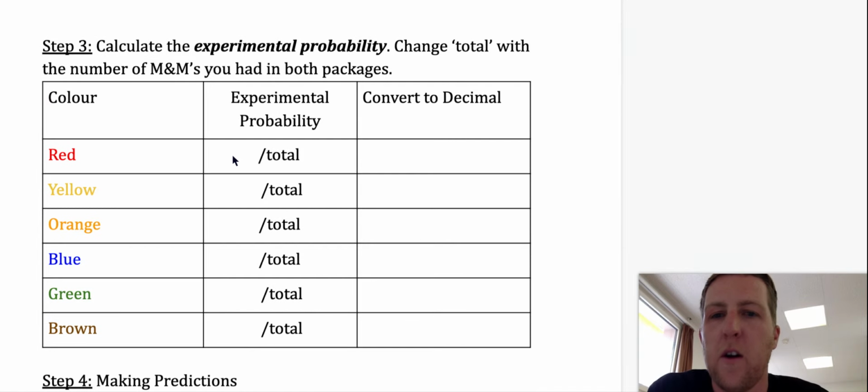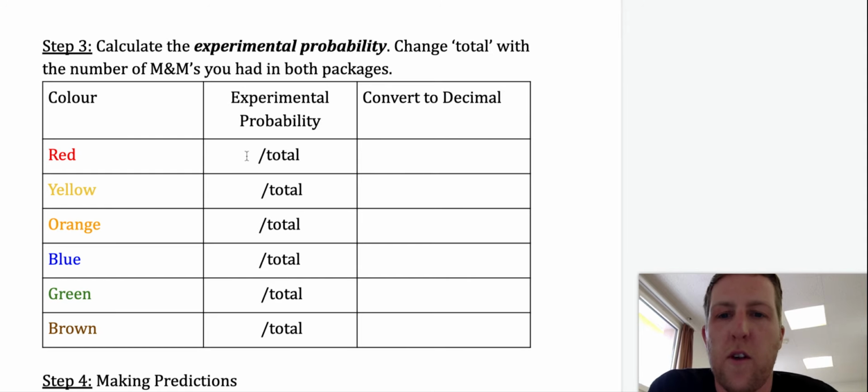Okay, so step 3, the next page, says calculate the experimental probability. So in this position where it says total, you're going to write the total number of M&Ms you had in those 2 packages that you opened. And then how many of them were red? So maybe it was like 120 M&Ms in 2 packs. I have no idea. And maybe 30 of them were red.